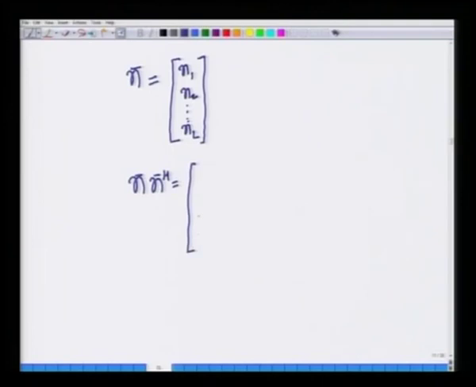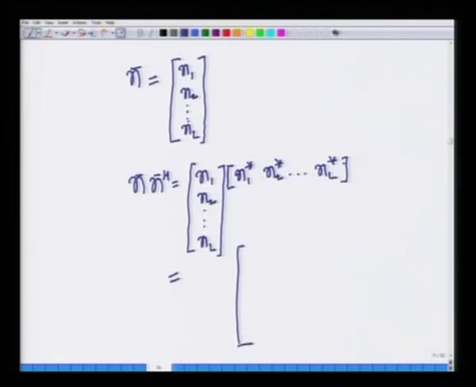So, n bar Hermitian is nothing but n1, n2, nL, the vector n1, n2, nL, now n bar Hermitian is nothing but transpose, which is the row vector, and the conjugate. So, that is n1 conjugate, n2 conjugate, nL conjugate. I will write this down as the matrix. Look at this. This is the first row, first column of this is n1, n1 conjugate, which is magnitude n1 square.